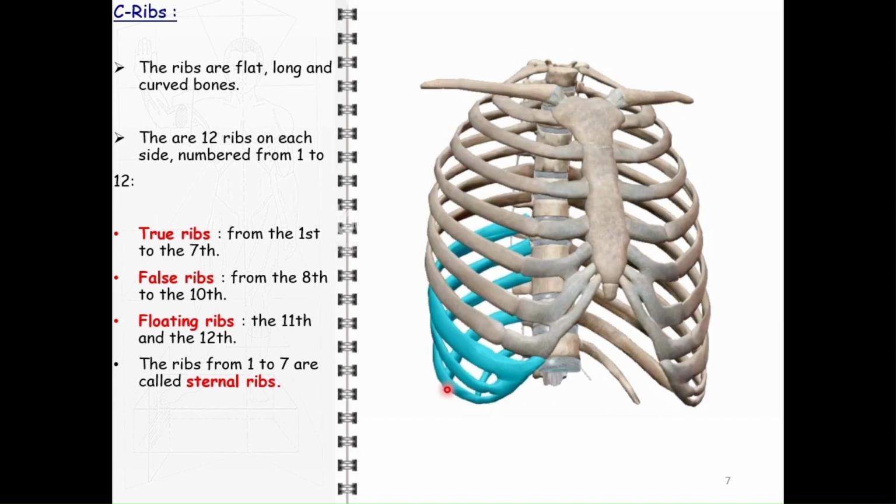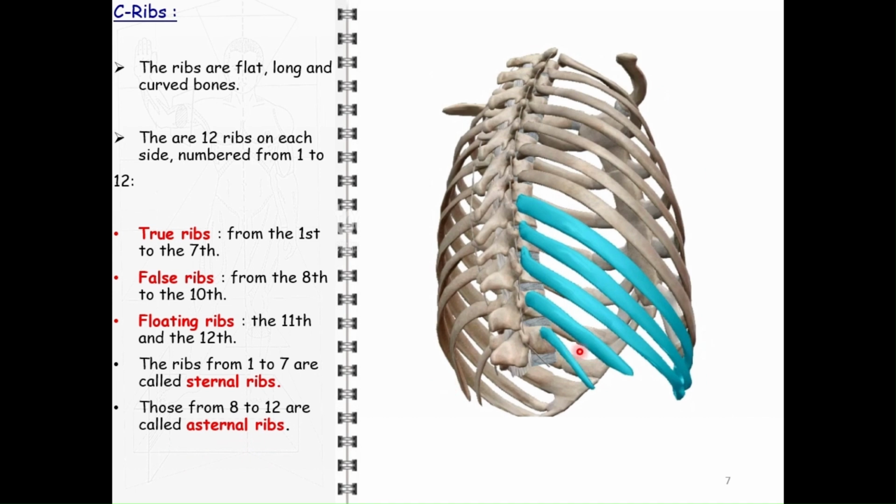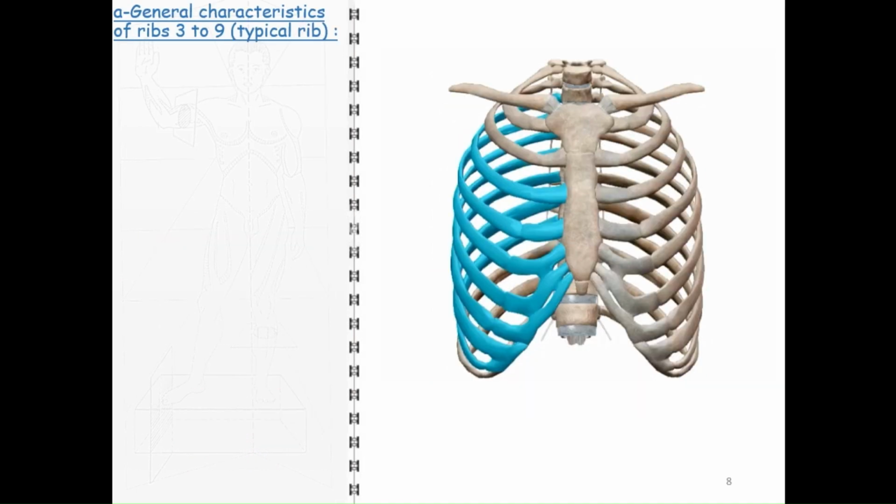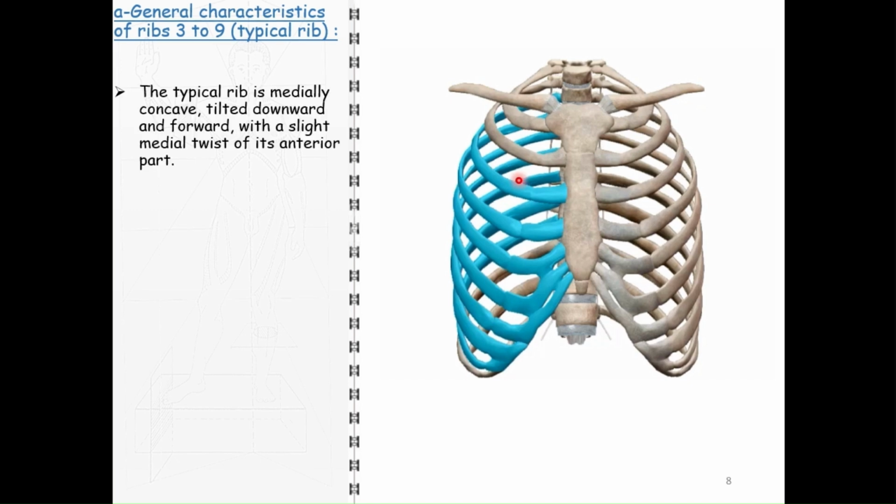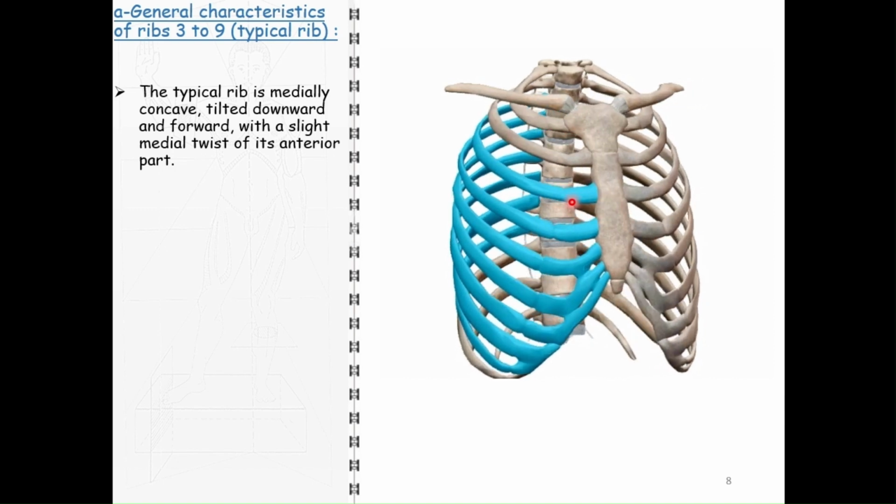And the ones from 8 to 12 are called asternal. Let's move to the general characteristics of the typical ribs, that are ribs from 3 to 9. The typical rib is medially concave, tilted downward and forward, with a slight medial twist of its anterior part.